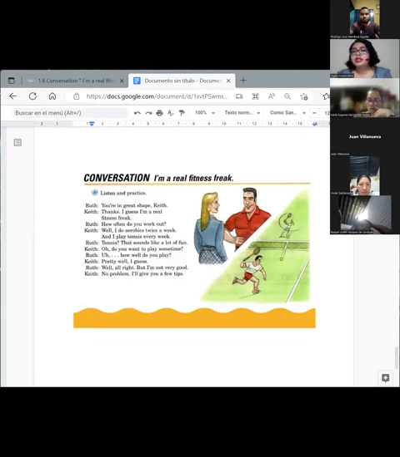Now, it's time for you to read the conversation. I will give you 5 minutes to read the conversation, to practice in your space. And after these 5 minutes, I'm going to create the breakout rooms with a partner. We are going to do it in couples.